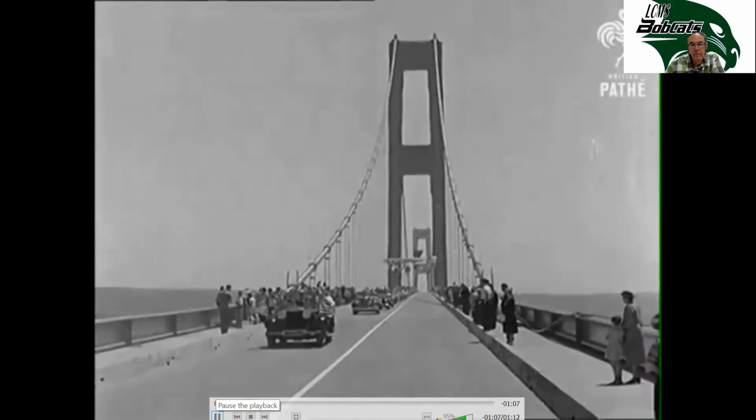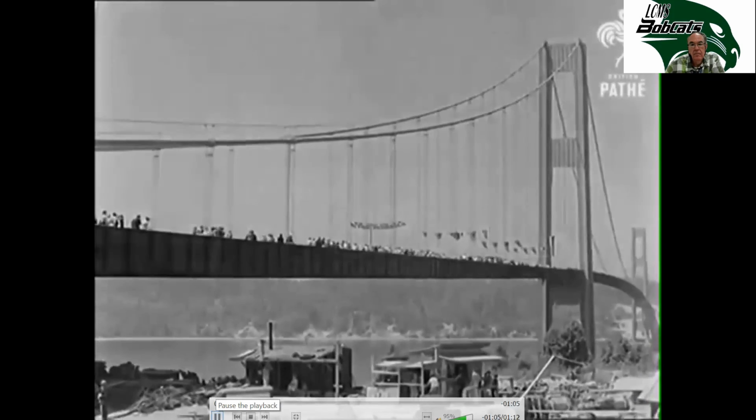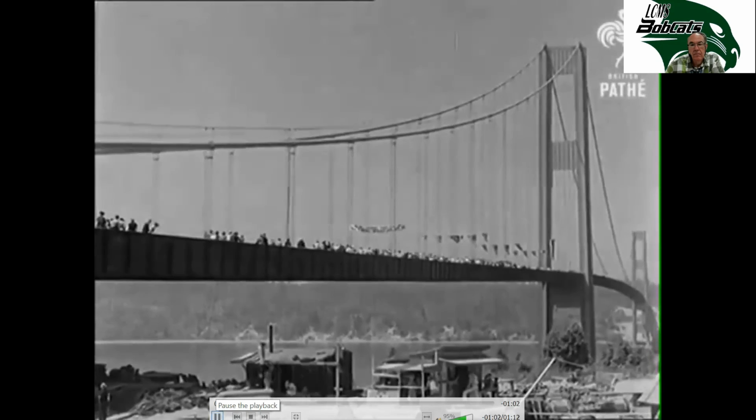Tacoma Bridge, Washington, opened only a few months ago, was built at a cost of over $6 million. But misfortune overtakes the great structure.